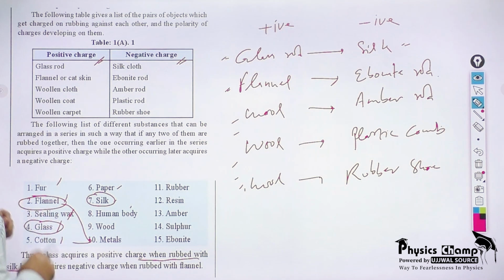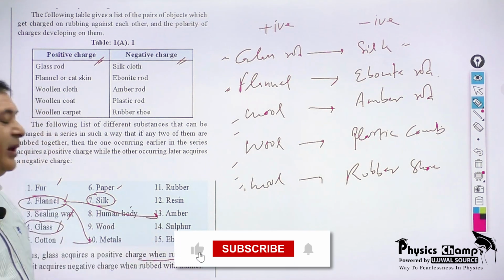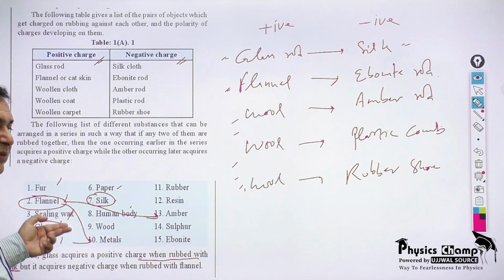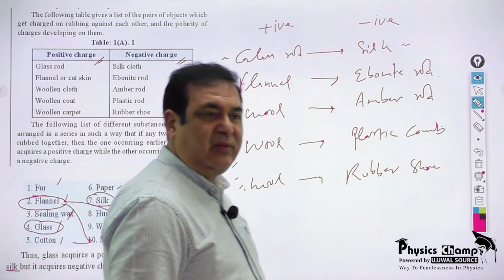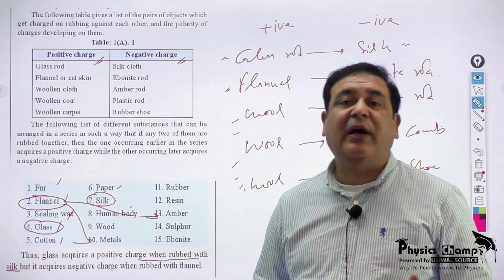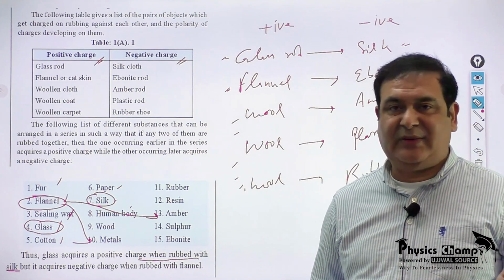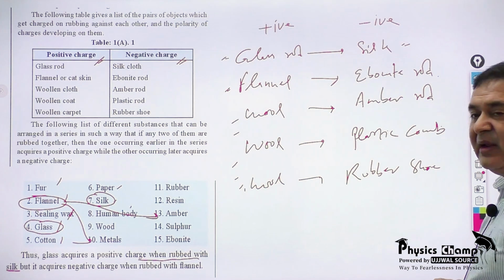For example, flannel comes before, say, metal. So flannel will get positively charged when rubbed with some metals. Or flannel comes earlier than amber. So when the amber rod is rubbed over flannel, flannel will get positively charged and amber will get negatively charged. So the one which comes earlier will become positively charged as compared to the one which comes later in the series when they are rubbed against each other. And the one which comes later in the series will get negatively charged. The series as per this 1 to 15, we can look at them.